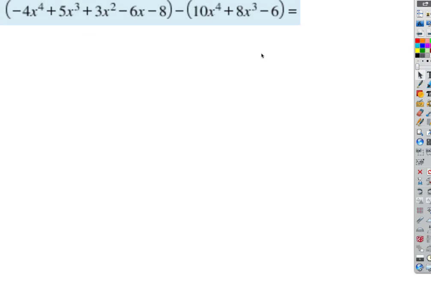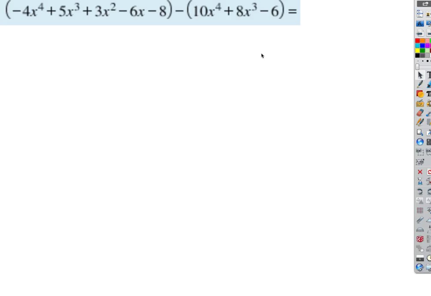Okay, we're subtracting this time. How are we gonna do that? What do you think? I could subtract term by term, but I don't recommend that. Good. We're gonna distribute the negative sign and add, right?